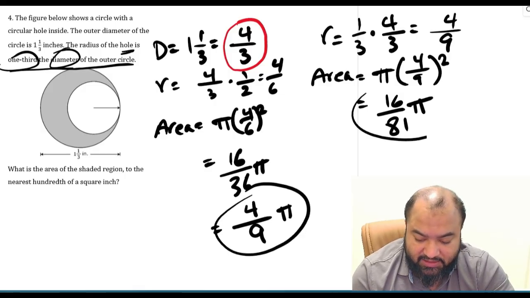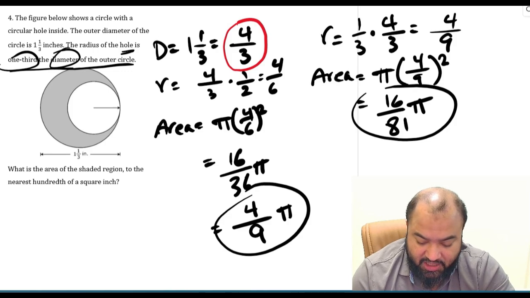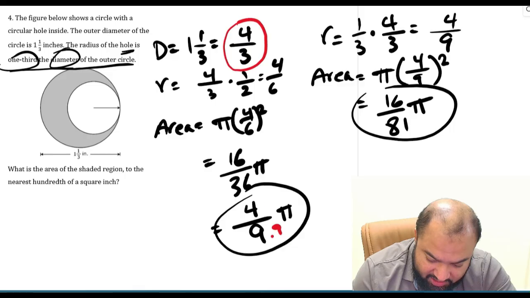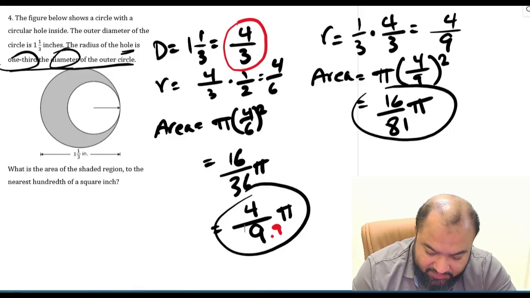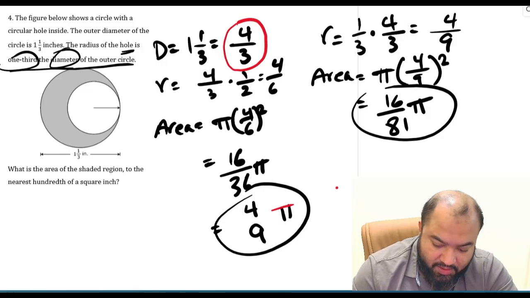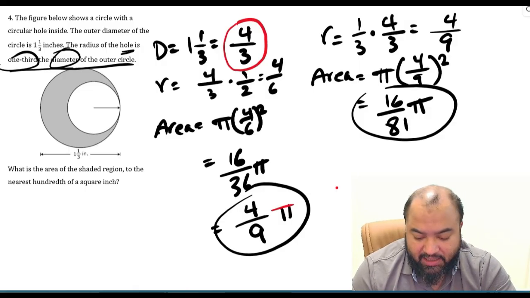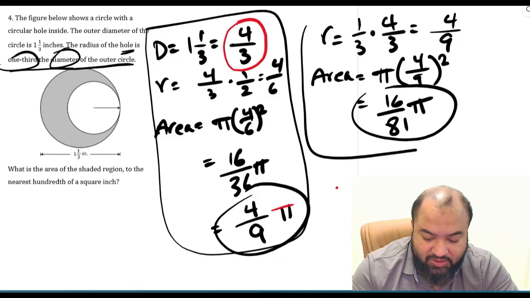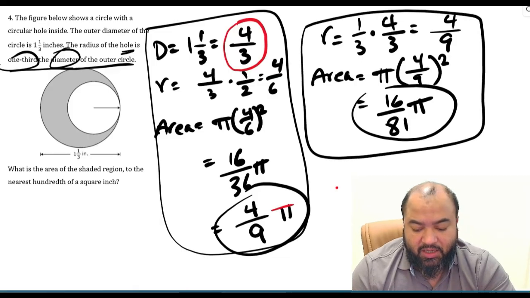So still the denominators don't match. So what I can do is times it by what? Can I times this by 9 and 9, top and bottom? Well, I can do this step later. Okay. So 4/9 pi is the area of the big circle, and the baby circle is 16/81 pi. Now all we have to do is just subtract.